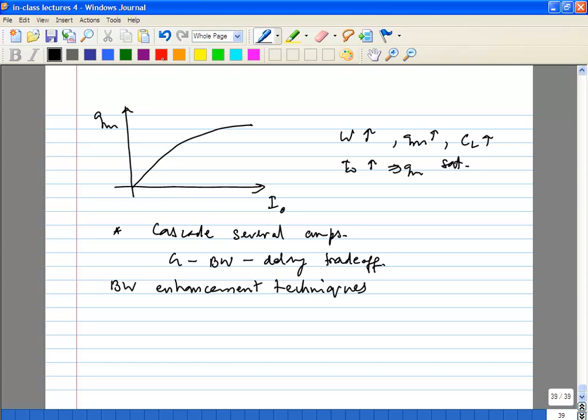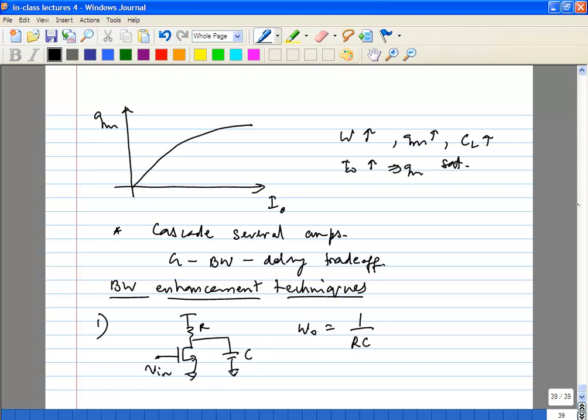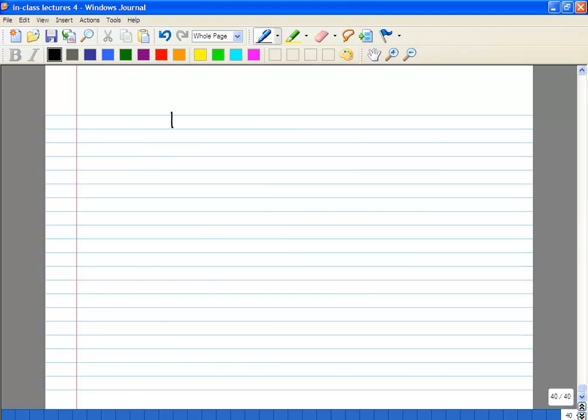So let's look at some bandwidth enhancement techniques. The simplest one is, let's say the original amplifier is this. You have some load resistance R and some load capacitance C. Your initial omega naught is 1 over RC. Now you want to extend this bandwidth. One of the easiest ways is to add an inductor in series with the resistance.